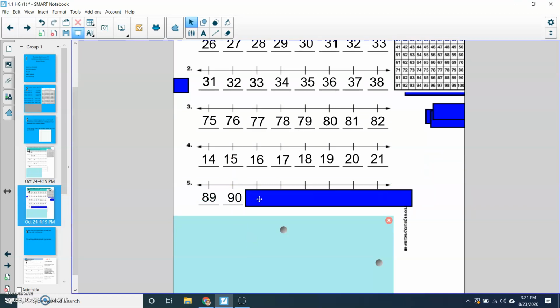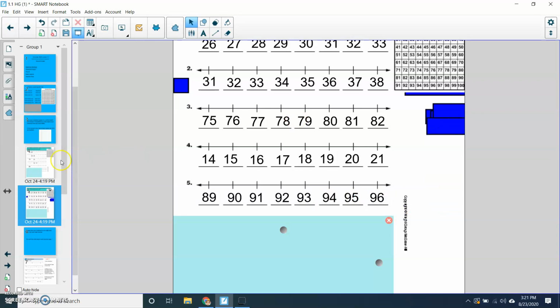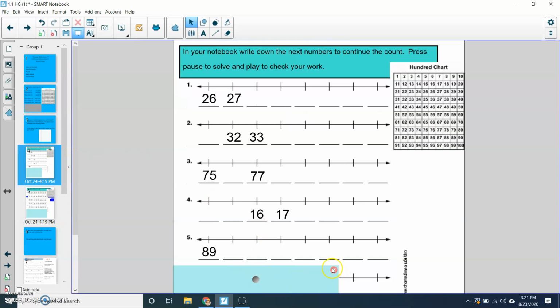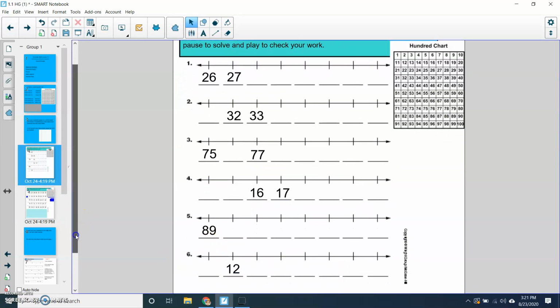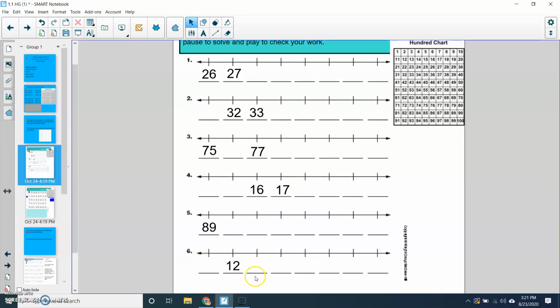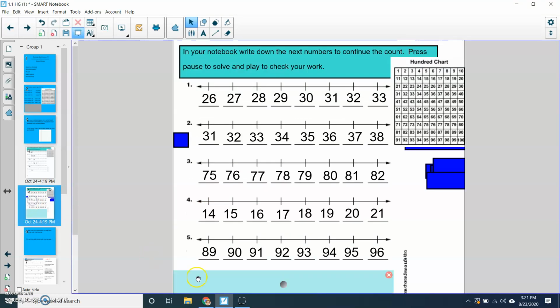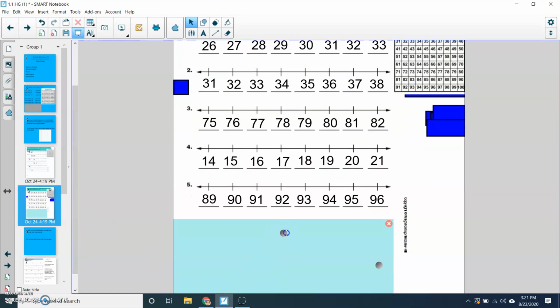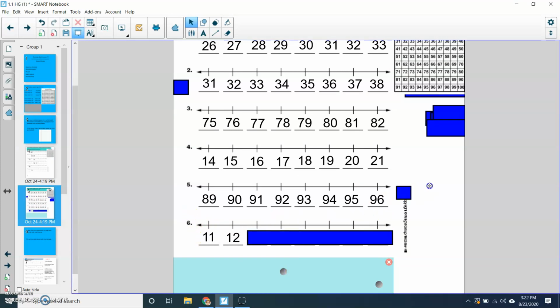After 89, we would have 90, 91, 92, 93, 94, 95, and lastly 96. For the last problem that we'll practice, we have the number 12. We're missing the number right before, and then I want you to tell me the 6 numbers that come after 12. Press pause and then play to hear the answer. The number right before 12 would be 11. After 12, we would have 13, 14, 15, 16, 17, and 18.